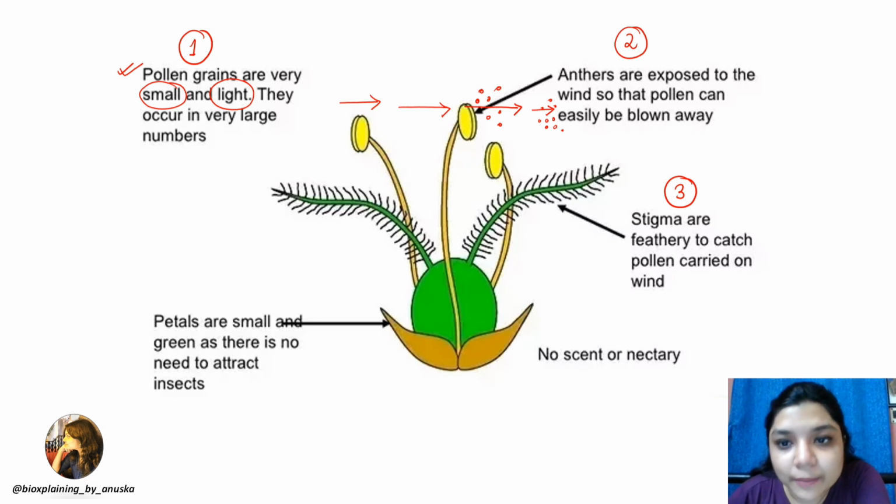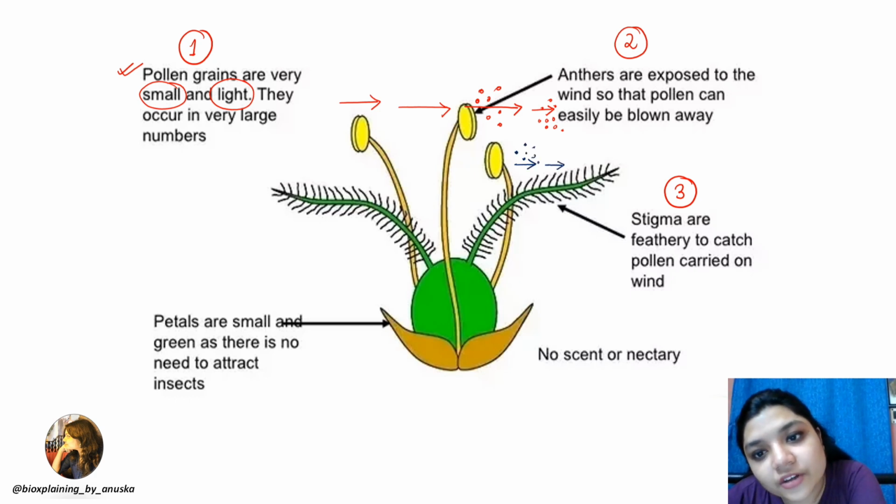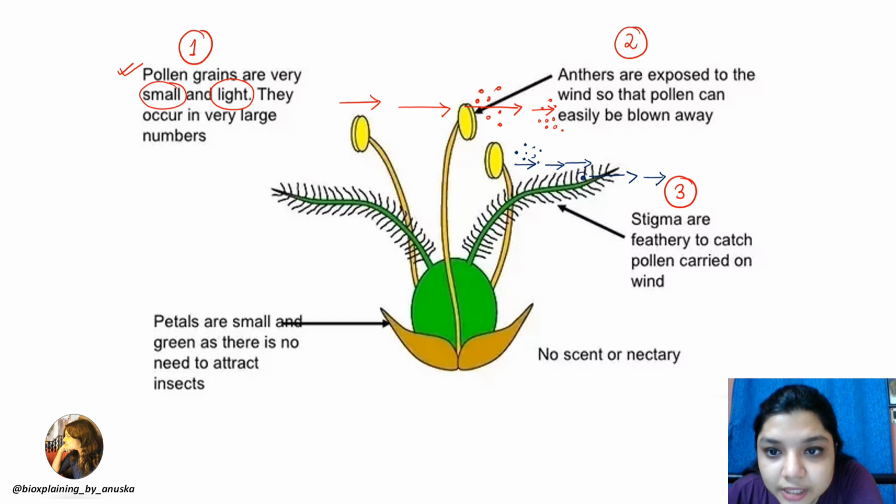The third character is that the stigma are feathery to catch pollen carried by the wind. Say the wind is coming from a certain direction. Say this is the direction the wind is coming from, and it is carrying the pollen grain from some other flower. So when this wind passes by this stigma, the pollen grains get attached, they get trapped within the stigma. Because the stigma are feathery, they can easily hang around and they can trap the pollen grains.